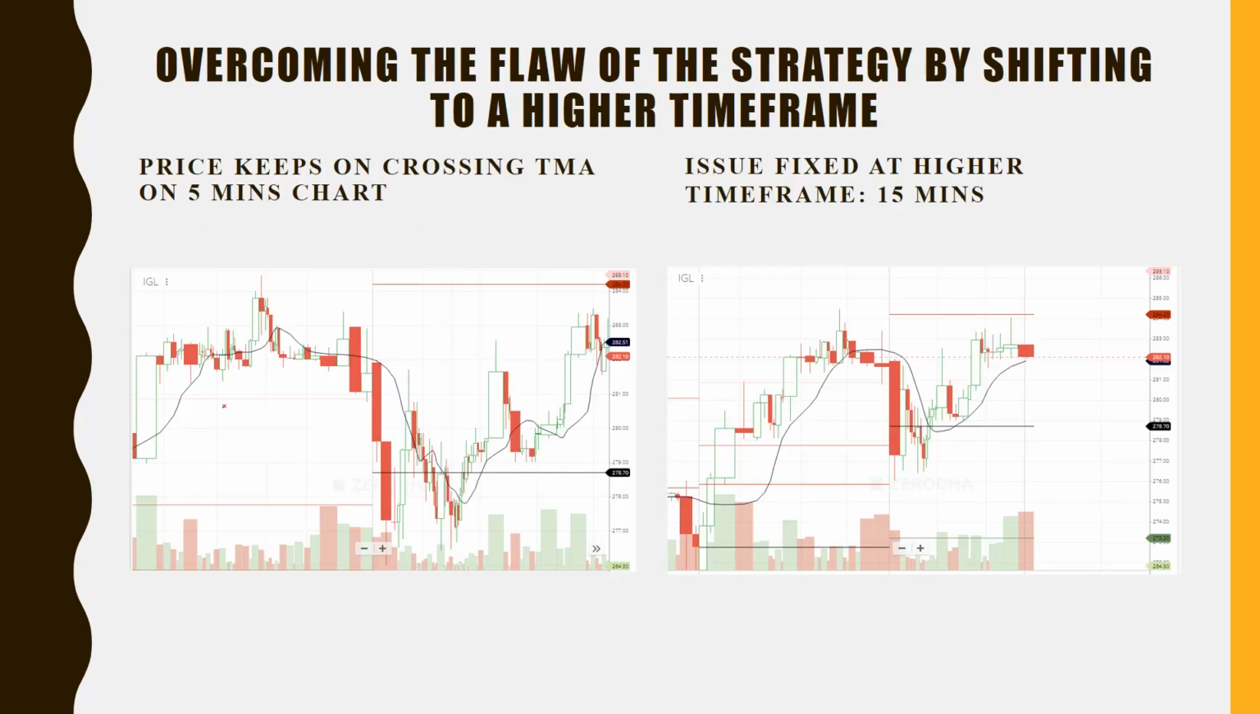Now, here is the thing. You can overcome the flaw of this strategy by shifting to a higher time frame. The best thing about this strategy is that it works at a higher time frame, and it works better. Okay, so here is an example of IGL. See how this is not working.